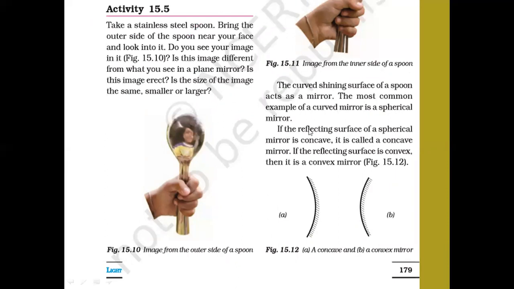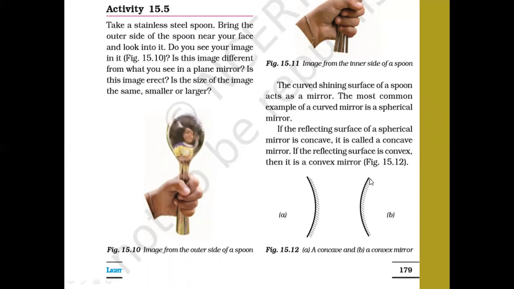Now, if the reflecting surface of a spherical mirror is concave, this way, if it is curved inward, it is called a concave mirror. And if the reflecting surface is convex, then it is a convex mirror.